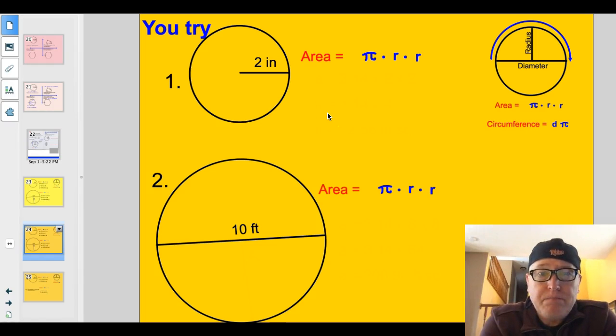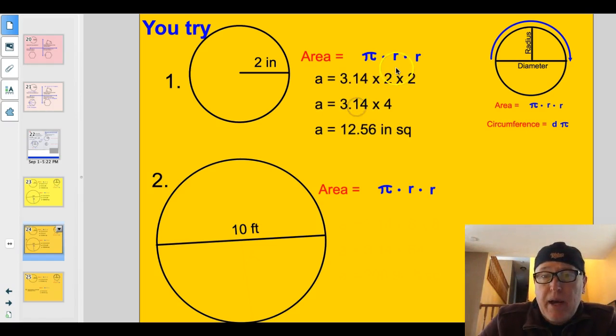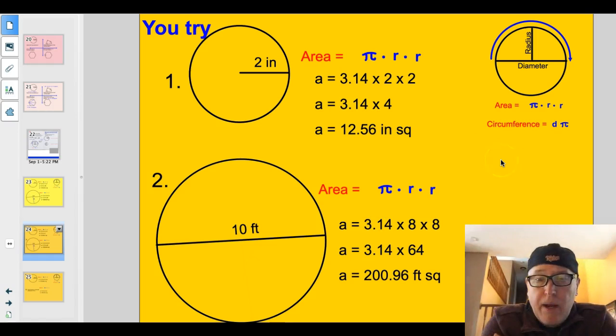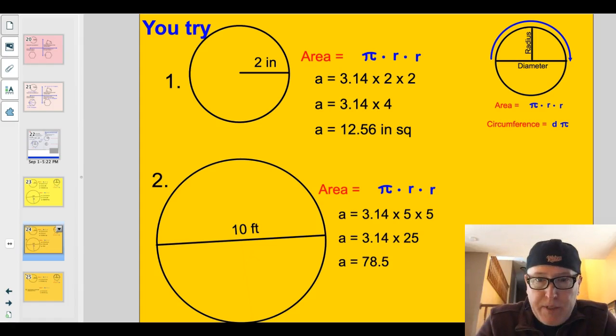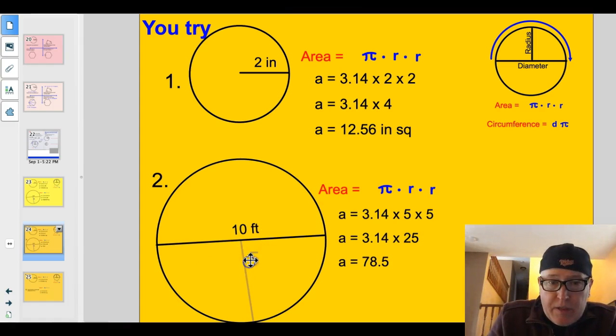Okay, let's see how you did. If you pi r squared it, your radius is 2, so 3.14 times 2 times 2, or 3.14 times 4, or 12.56 inches squared. Lovely. See how you did on this one. You can check your work, see if you did the pi r squared. Whoa, that one's wrong. There we go. Much better. You have to find the area using the radius of 5, because the diameter is 10. So pi r squared, 3.14 times 5 times 5, it's the same as 3.14 times 25, or 78.5.